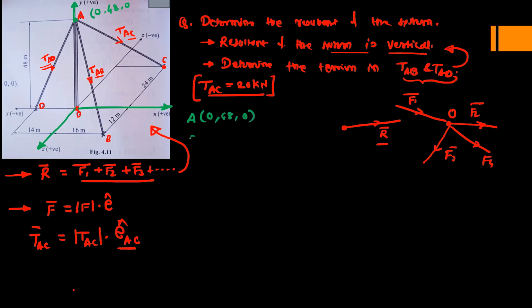For the point C, point C is lying in the xz plane. So its y coordinate is 0.